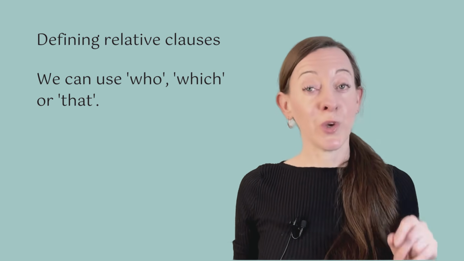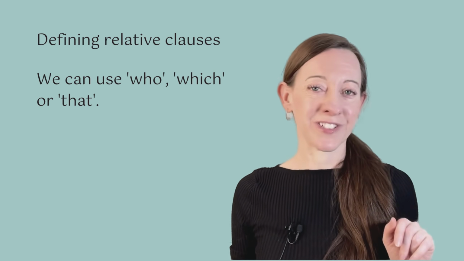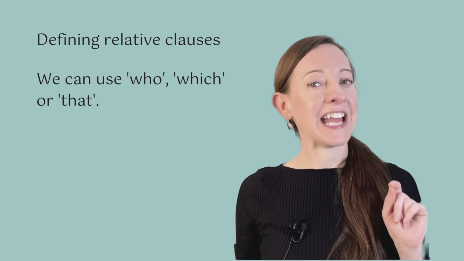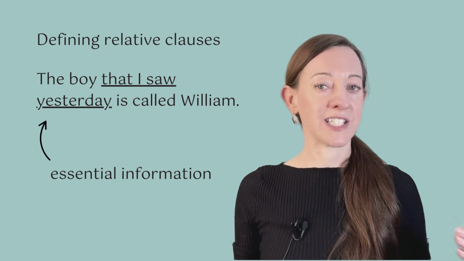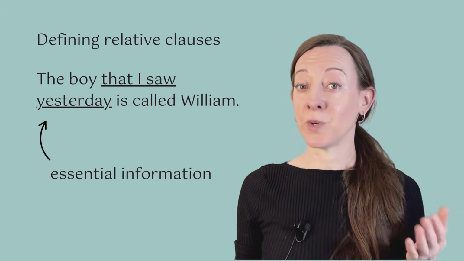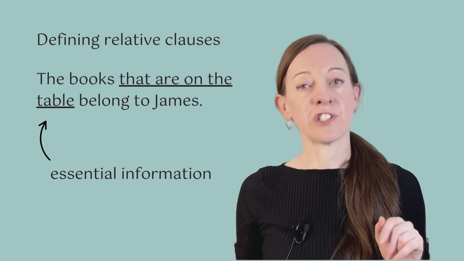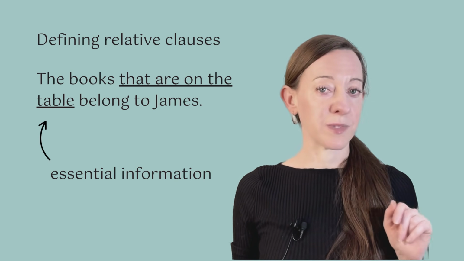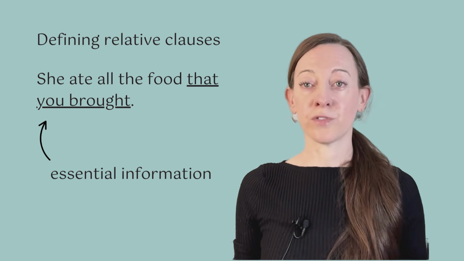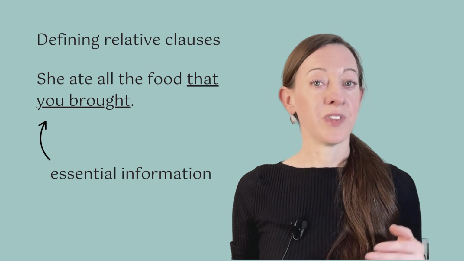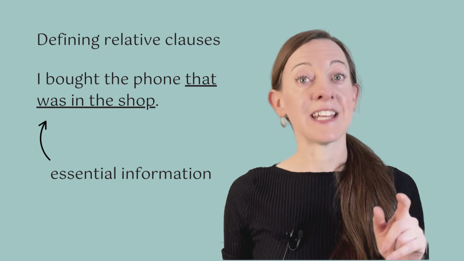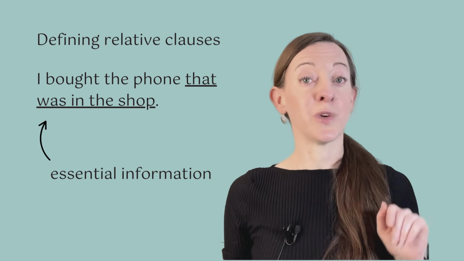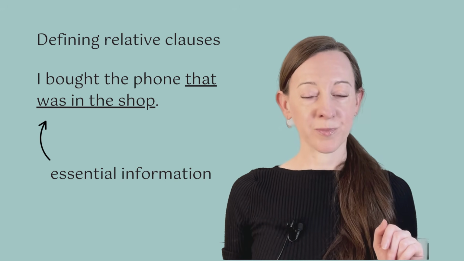We can use who or which or that with defining relative clauses, and they don't need commas. The boy that I saw yesterday is called William. The books that are on the table belong to James. She ate all the food that you brought. I bought the phone that was in the shop. If I don't add that was in the shop, you don't know which phone I'm talking about.